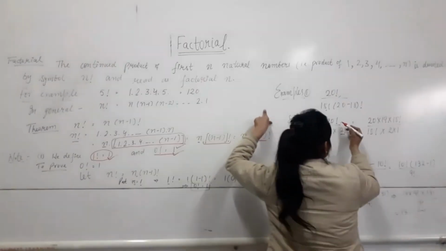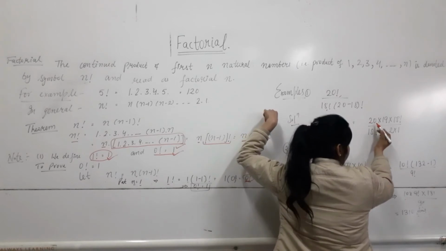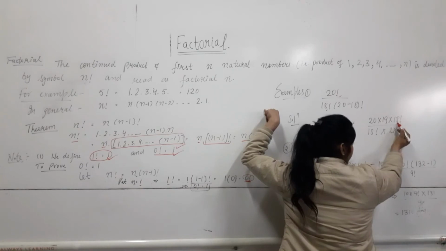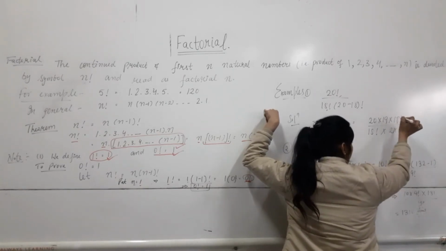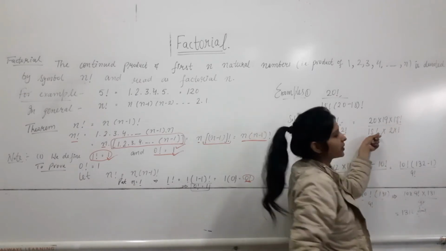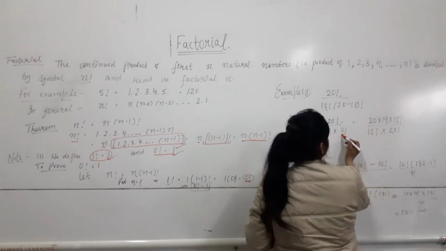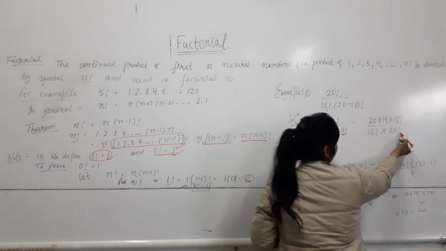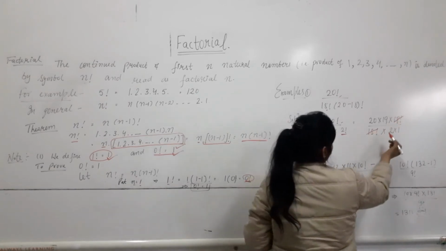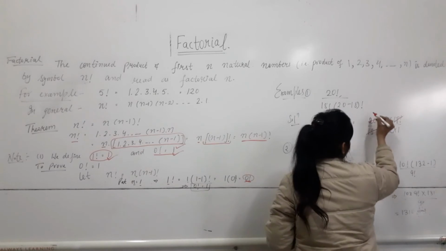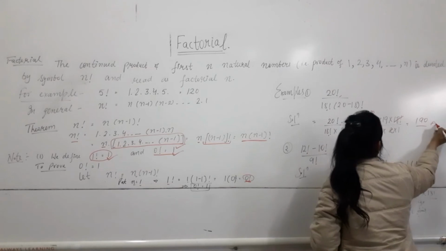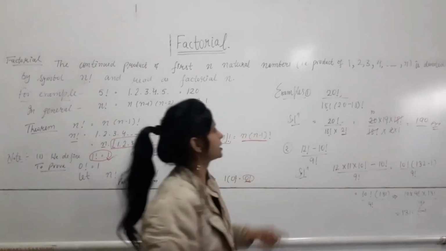So we expand 20 factorial as 20 into 19 into 18 factorial. We stop at 18 factorial. 2 factorial means 2 into 1. Now we cancel 18 factorial with 18 factorial, and 2 cancels with 20. Then we get the answer 120. Okay, this is our first example.